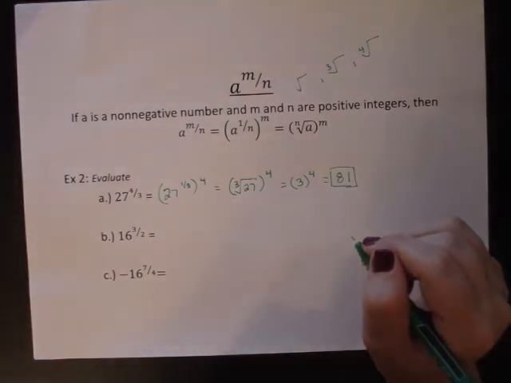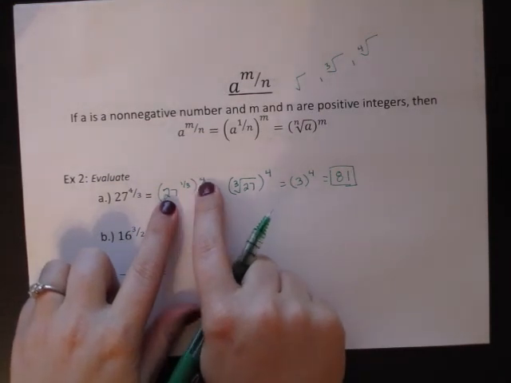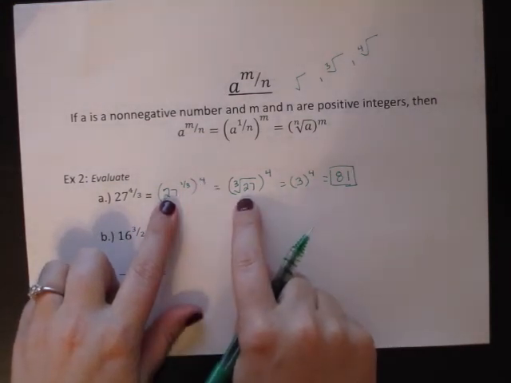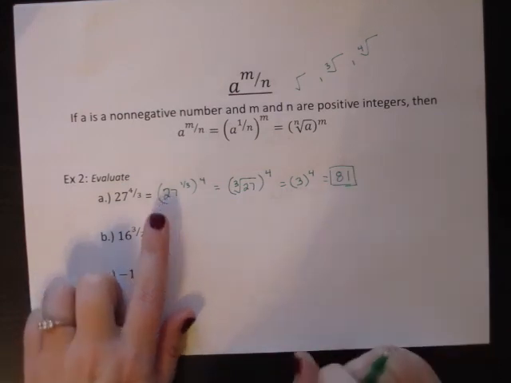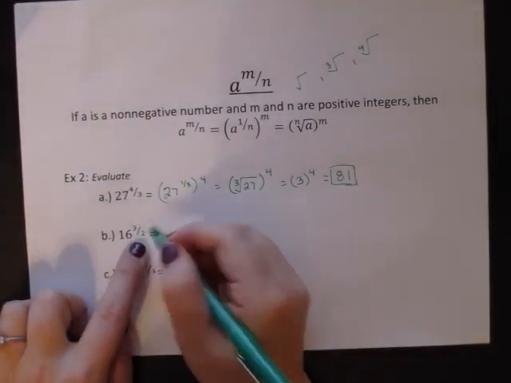Okay? So what you essentially do is you pull out your numerator, you change it to radical form, you clean it up, and then you multiply. So let's try another one. So we got 16 raised to the 3 over 2.